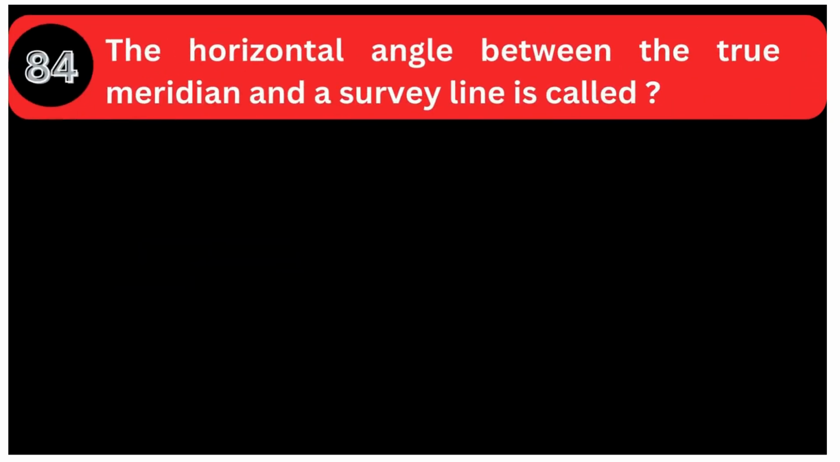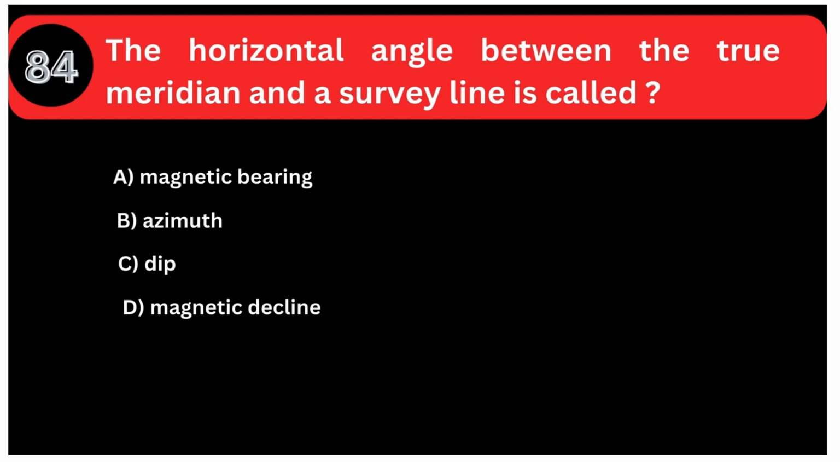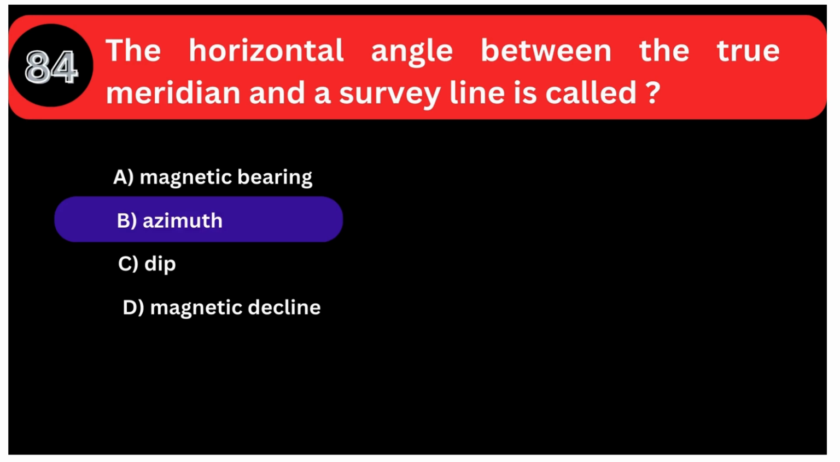The horizontal angle between the true meridian and a survey line is called. Options A. Magnetic bearing. B. Azimuth. C. Dip. D. Magnetic declination. Answer B. Azimuth.